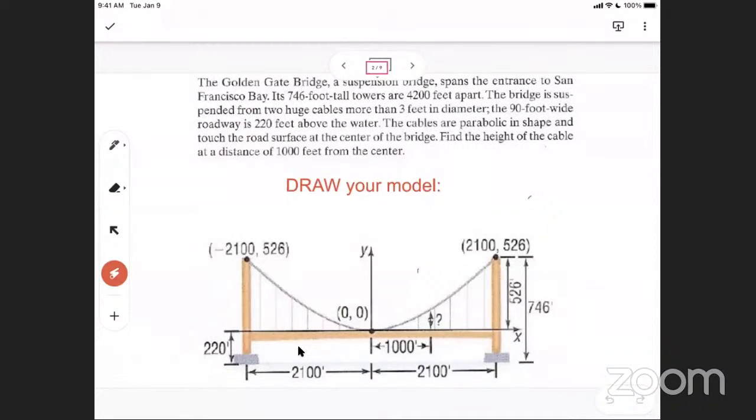So that matters here, because that tells you where the center of the bridge is, or where the pavement is.